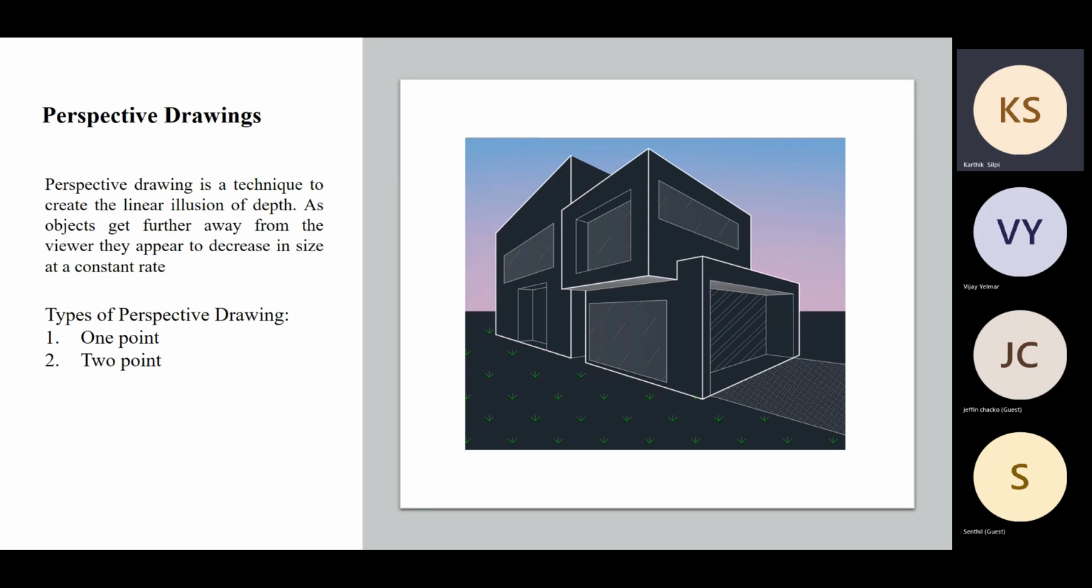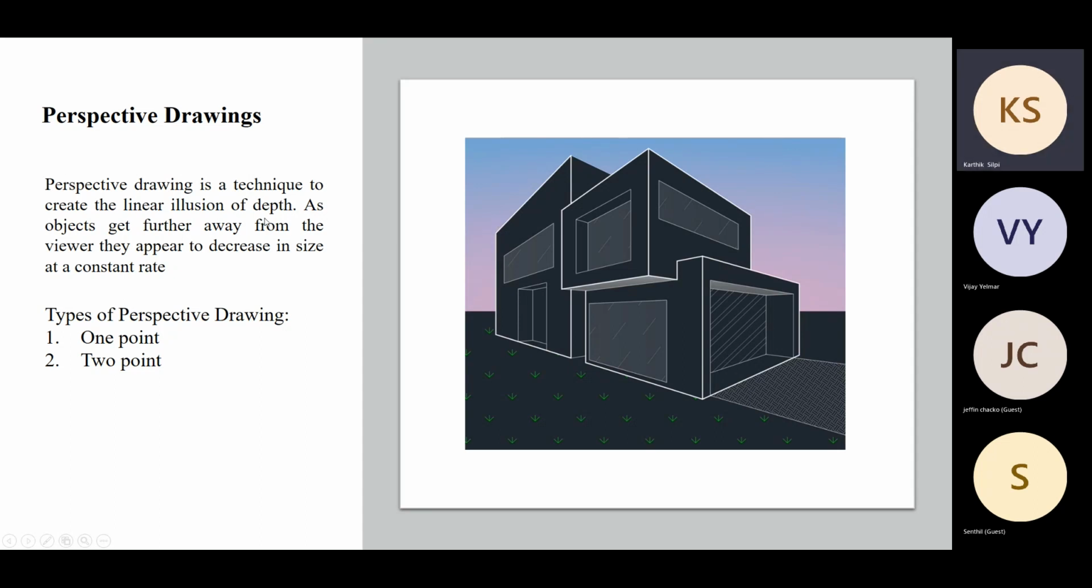whatever type of design we are using, even if it is in artistic form or in a precision form, there are only two types of drawing. One type of drawing is perspective drawing. So what is perspective drawing? You can see it is a technique to create a linear illusion of depth. Here, what is linear? Linear is in the form of a line. It will be in the form of a line.